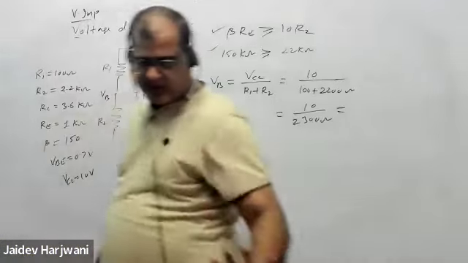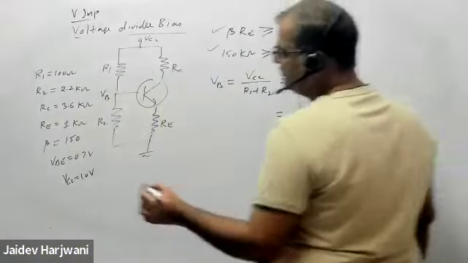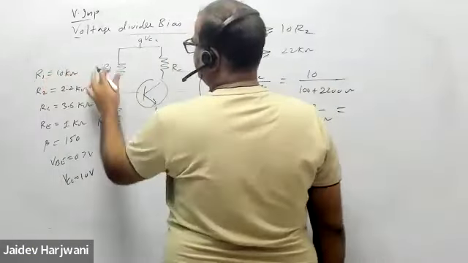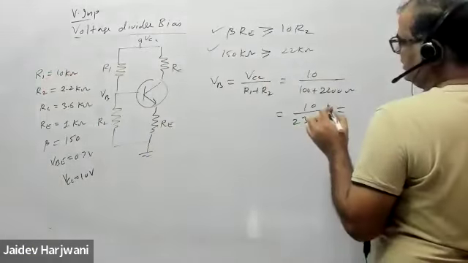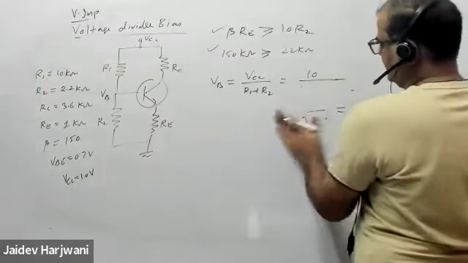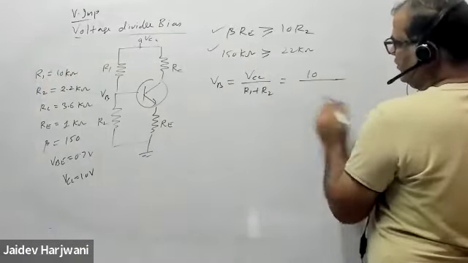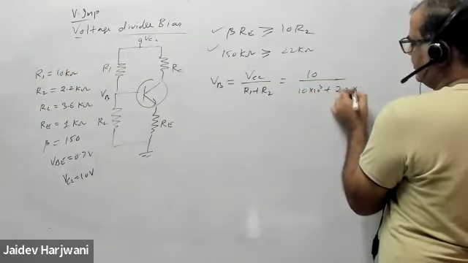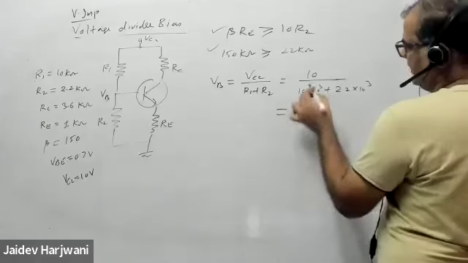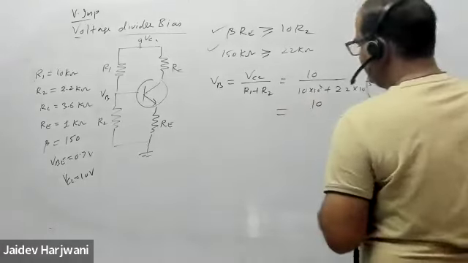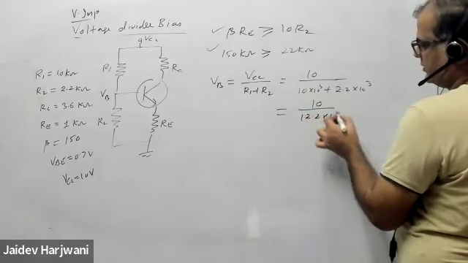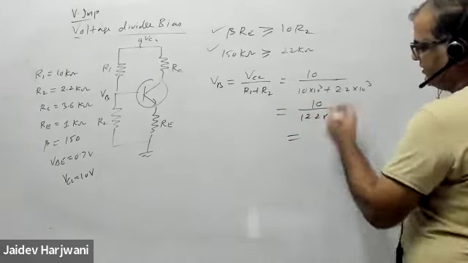Okay, just 1 minute. And this R1, you take 10 kilo ohm. Okay, not that much. 10 kilo ohm means now it will change everything. So this is 10 kilo ohm plus 2.2 kilo ohm. So you take 10 by 12.2 kilo ohm. Now you tell me the value.